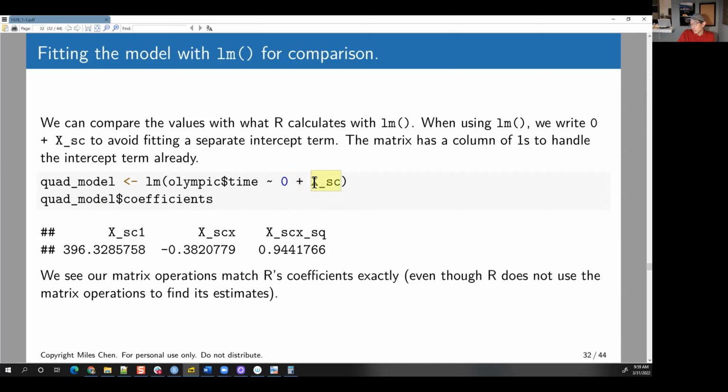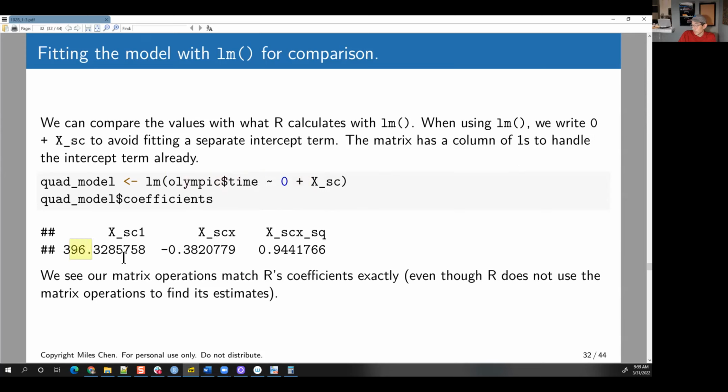But in our case, our X matrix, X scaled, has a column of ones already, so we don't need to fit a separate intercept. So when you do 0 plus, it will not bother fitting a separate intercept term. Okay, so here we're going to predict time based on the X scaled matrix.